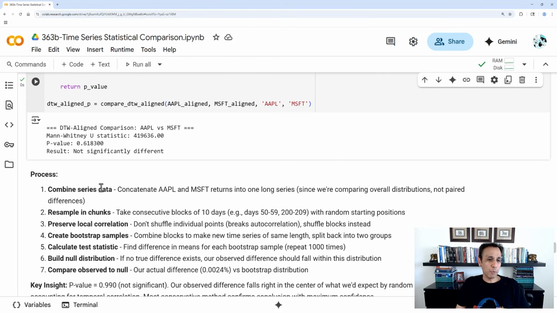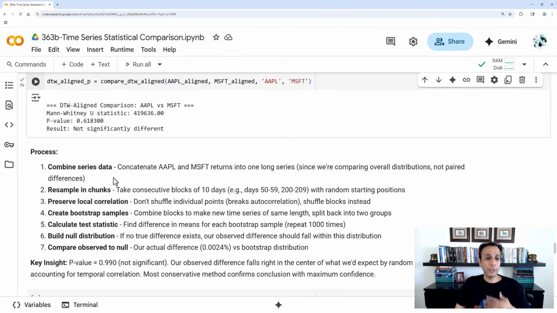Okay, so this is the Bootstrap process, and how do we do that? Well, we combine the series data. We combine both the data because we are not doing paired Bootstrap. That's a different test. If you want, you can do that. We are doing a single Bootstrap test right here. So we concatenate, we combine both the Apple and Microsoft returns into one long series.